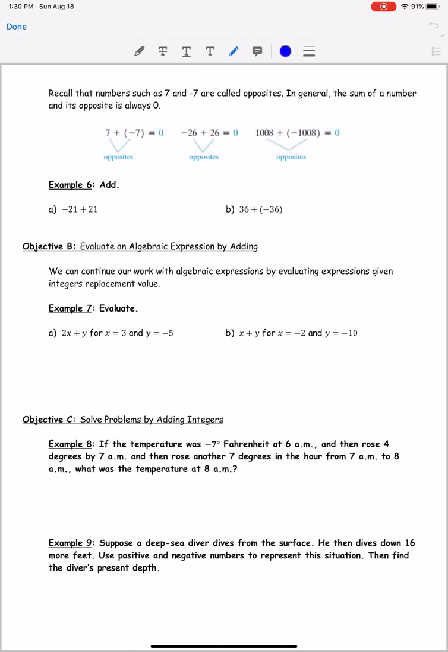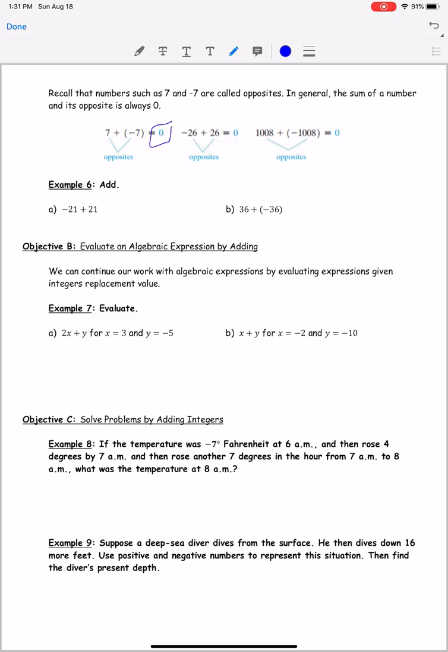All right. Recall the numbers such as 7 and negative 7 are called opposites. So in general, the sum of a number and its opposite is always 0. So you have some examples. You have opposite numbers here with 7 and negative 7. You have opposite numbers here with negative 26 and 26. And opposites with big numbers as in 1008 and negative 1008. Every single time those come up to 0.